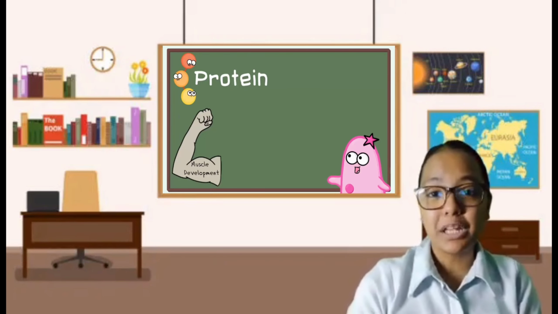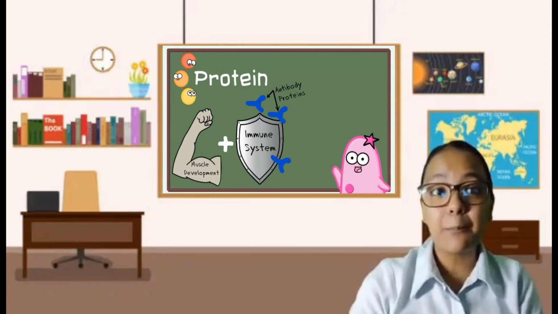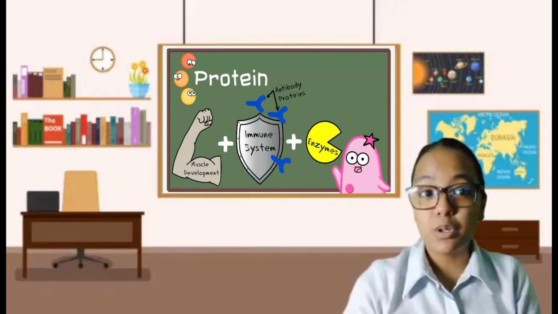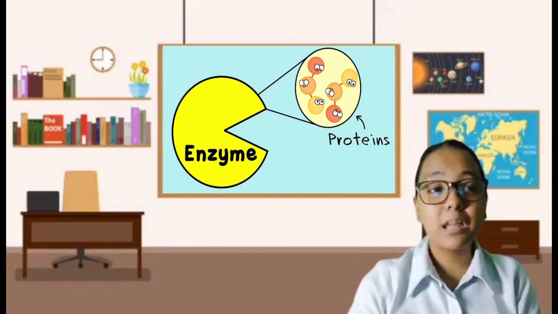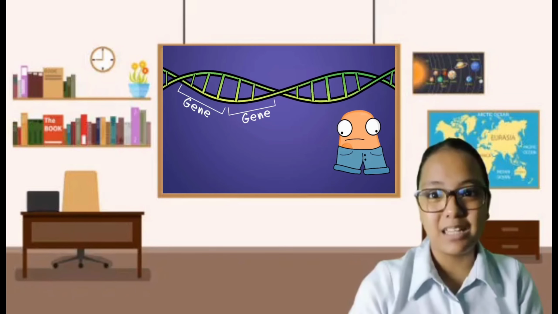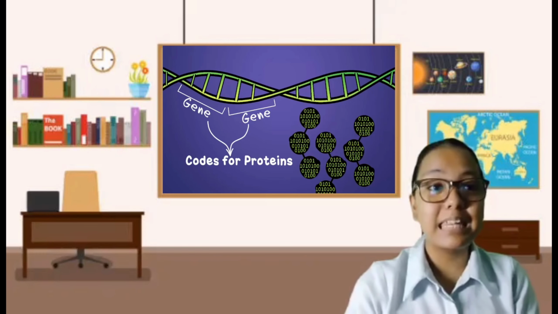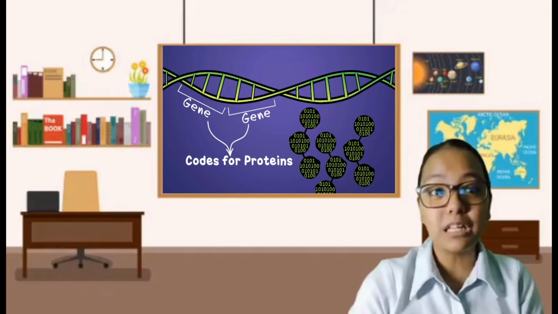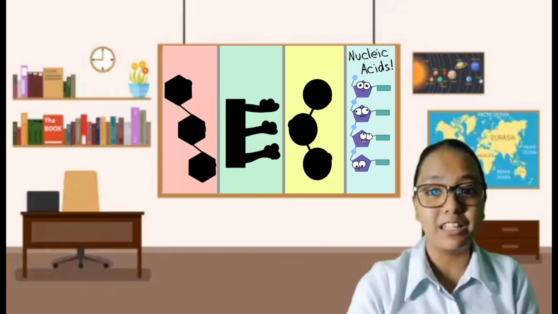But in addition to being important to muscle development, protein is also very important in other functions such as working in the immune system and acting as enzymes. Remember, enzymes are made of proteins, so proteins are important for the body. Now, when we start talking about genes, the DNA genes, not the jeans you wear, the DNA codes for proteins that are very important for structure and function in the body.